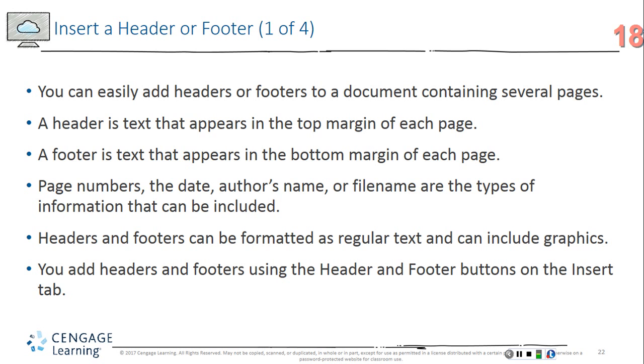But you can easily add headers and footers to a document containing several pages. A header is text that appears at the top. Footer is text that appears at the bottom of each page. Just gave you those examples in the fourth bullet point. Headers and footers can be formatted just like regular text, and they can also include a graphic. So they can be formatted very similar to the text in the body of the Word document. And the best way to insert headers or footers is using the header and footer buttons on the Insert tab.